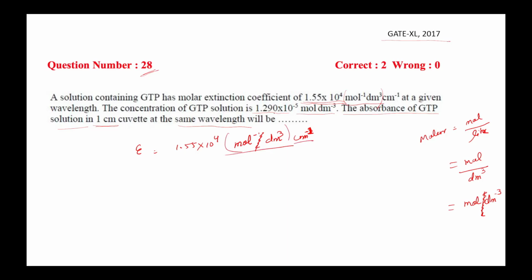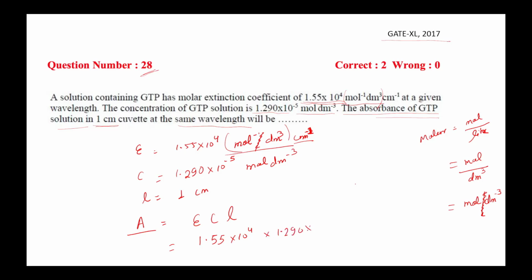The concentration of the GTP solution, C, is also given, that is 1.290 × 10^-5 mole per decimeter cube. We have to find the absorbance of the GTP solution in a 1 centimeter cuvette. So the cuvette length is given to us, 1 centimeter. It has been asked to calculate the absorbance. So A will be ε·C·L according to the Beer-Lambert law. ε is 1.55 × 10^4 into 1.290 × 10^-5 into 1.